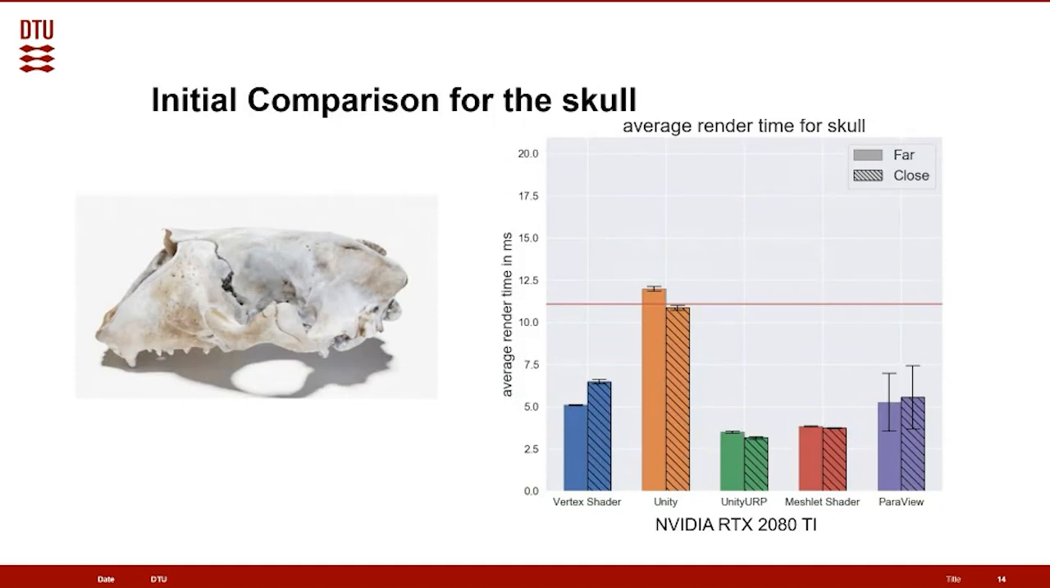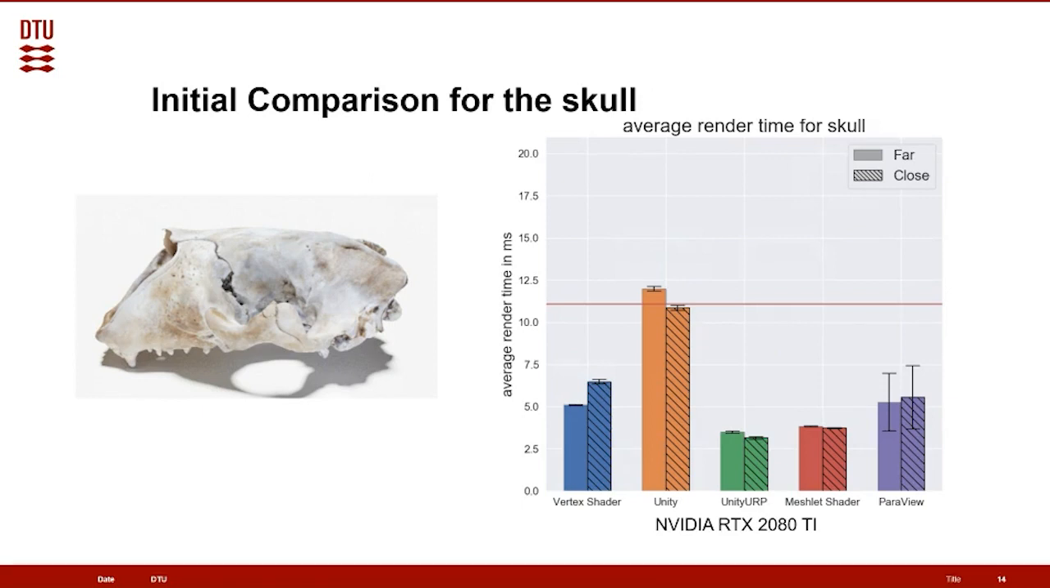Okay, so here's the initial comparison, and we had 2 test studies. We had one where we looked at the mesh from far away to get an overview of the mesh, and then we had one where we looked at it up close. So the crosshatch bar is looking at the mesh up close, and the other is looking at it from afar. We have the average render time on the y-axis. 11.1 milliseconds is 90 frames per second. That's the gold standard that we want to hit.